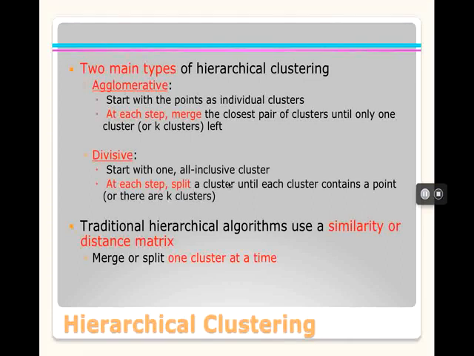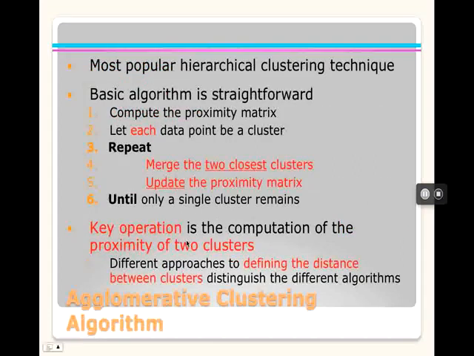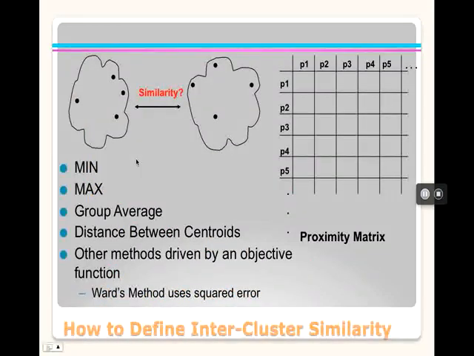Traditional hierarchical algorithms use similarity or distance metrics. They merge or split one cluster at a time. That's the basic concept. So here is the algorithm, and you have it also in your notes, and you can understand it very easily, a simple algorithm. It repeats: merge the closest clusters and update the proximity matrix. So it's a really simple concept of hierarchical clustering.